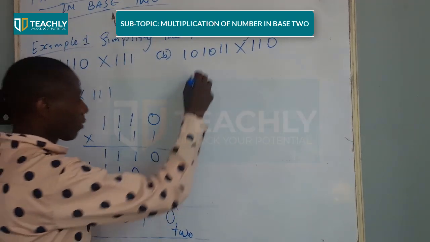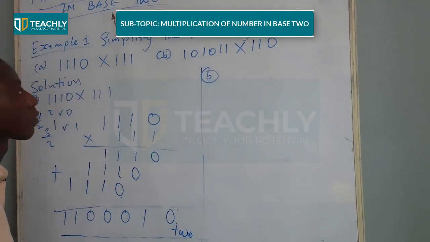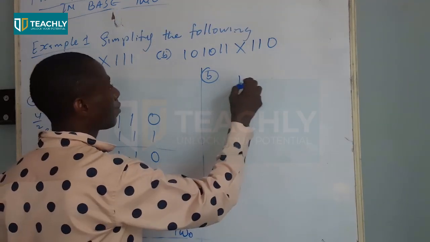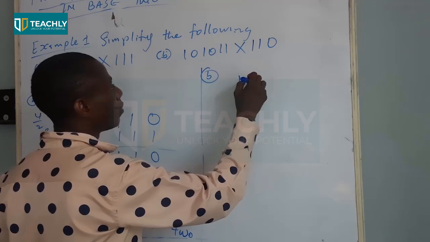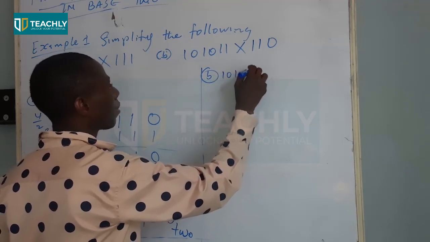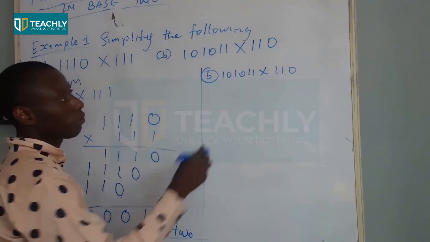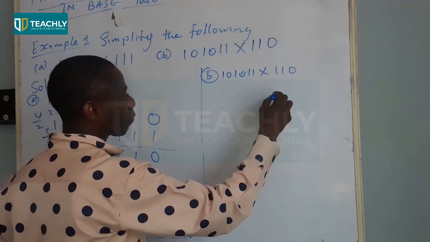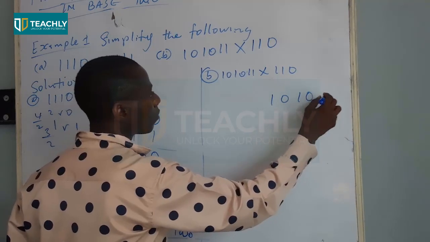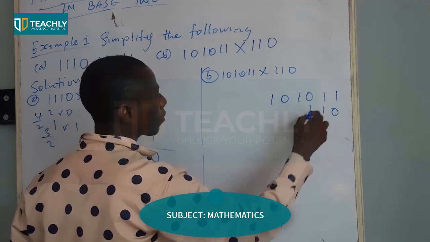Okay, let's look at the second one, B. For B, let's arrange it. You have 1, 0, 1, 0, 1, 1 times 1, 1, 1, 0. If you are arranging it, you are going to have lots of space. 1, 0, 1, 0, 1, 1. So you are going to have 0, 1, 1. So we are going to multiply.